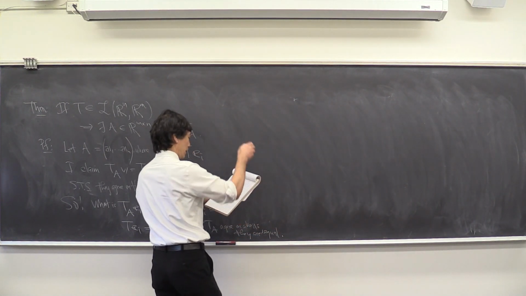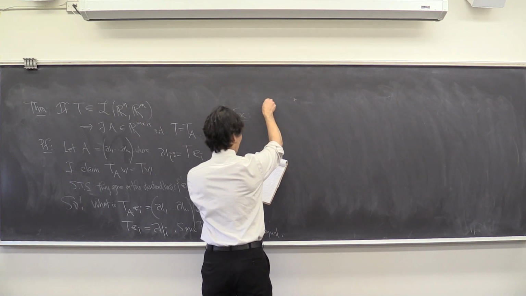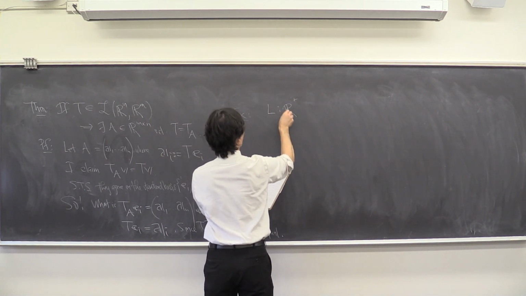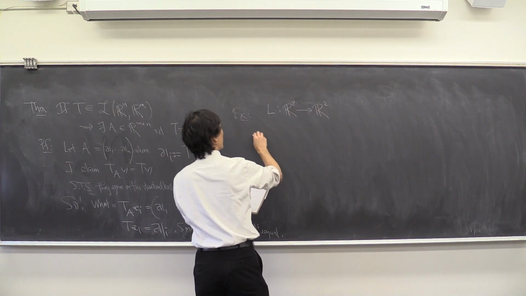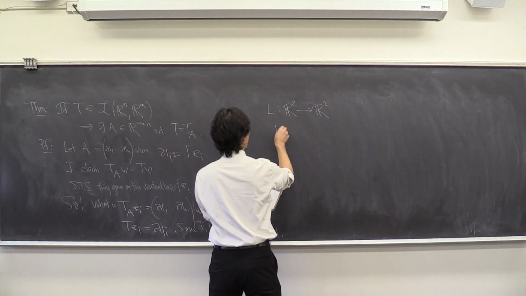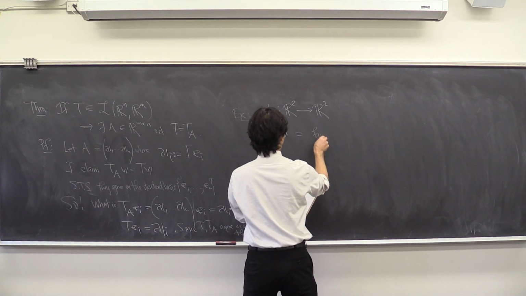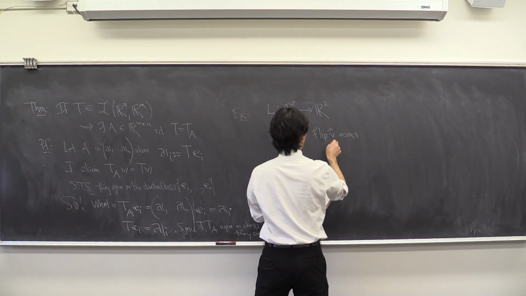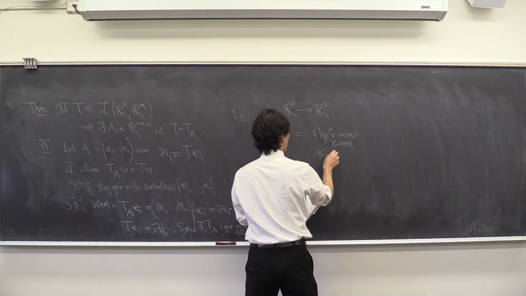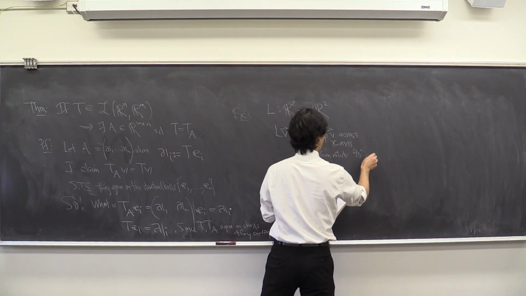Okay, so let me give you an exercise. Let's define a linear transformation from R2 to R2, where L of the vector is going to be, you flip across the x-axis, then rotate 90 degrees counterclockwise.